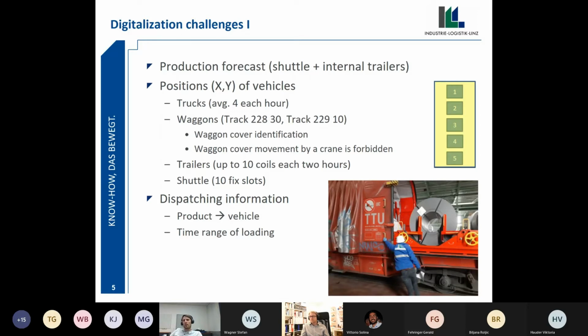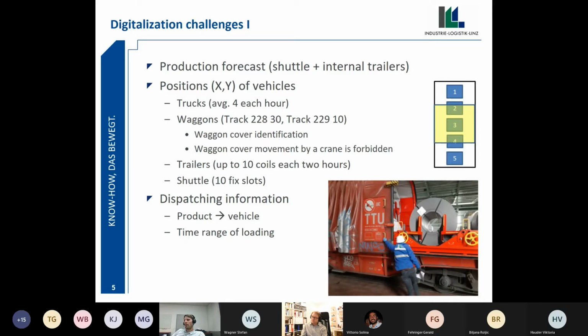Another challenge is the wagon cover identification, as shown in the picture on the left. Normally we have to open the wagon cover, and if it's opened, we are only able to load some of the coils. In this example, we can load 5 coils in the wagon.